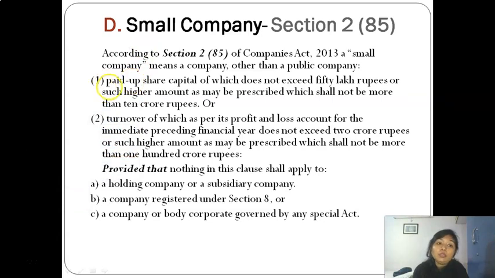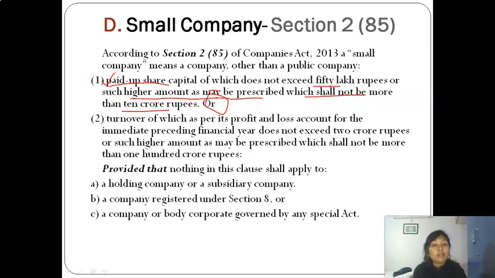Means a company whose paid up share capital does not exceed 50 lakh rupees or such higher amount as may be prescribed. That means in the rules they can prescribe some higher number than 50 lakh later on, but again they have put a condition that such higher amount will never be more than 10 crore rupees. Okay, they can raise the limit to 1 crore, 2 crore, 3 crore, but they can never raise the limit to 10 crore. But as of now, the paid up capital shall not exceed 50 lakh rupees.